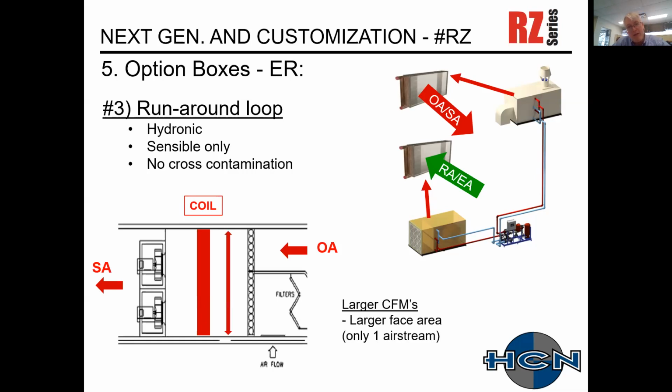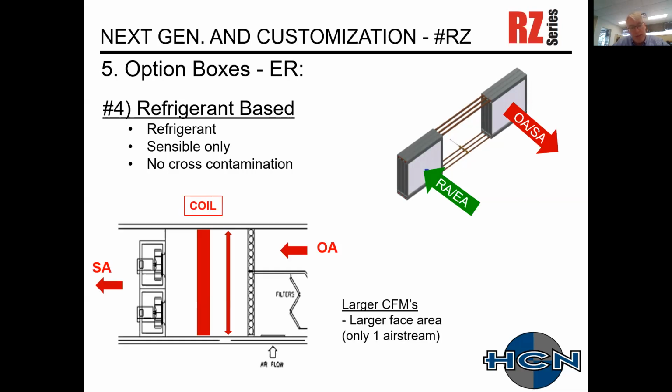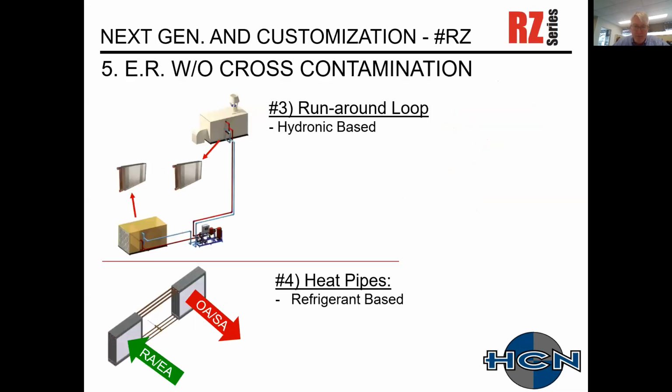The thing that's nice about this option is that you do have larger CFMs available because you only have one coil in one airstream versus a previous slide showing 2 airstreams for your energy recovery. Next, instead of hydronic, you have refrigerant-based. Once again, this is sensible only. You have your two airstreams with refrigerant piping connecting between them. Once again, similar to the hydronic, you could achieve larger CFMs based on your one coil and one airstream ratio.